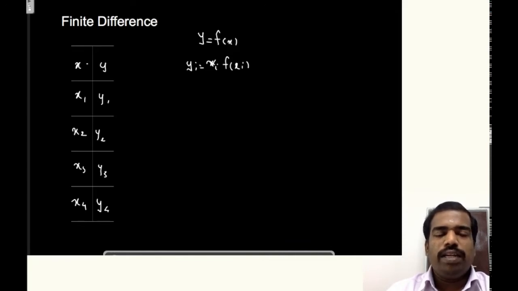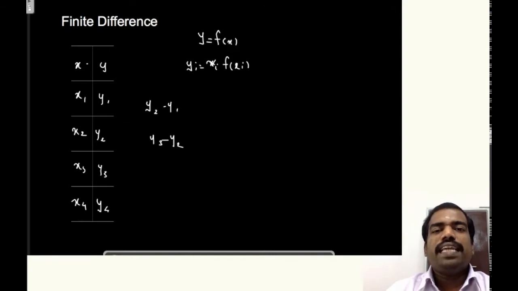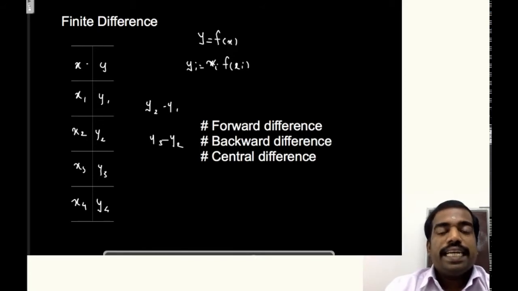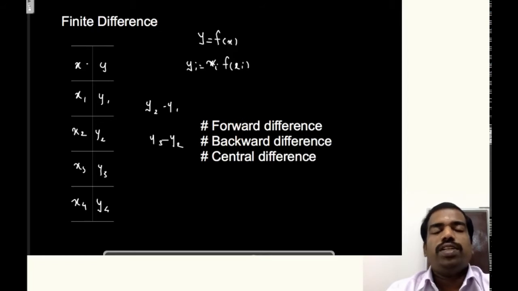So finite difference is nothing but the difference between two functional values. So it is the difference y2 minus y1, or we can say it is y3 minus y2, etc. So these are the differences of the functional values, and we call these differences of functional values the finite difference of a function. Basically there are 3 different types of differences. First one is called forward difference, second one is called backward difference, and third one is called central difference. We have to learn these differences under the heading finite difference of a function.